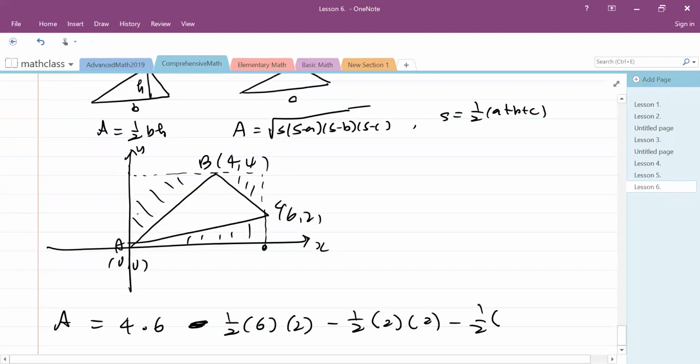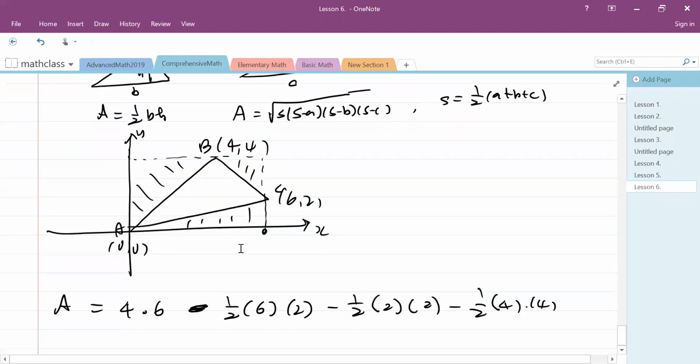And then the height is a 4. And the length from 1 to, it's a 4, right? So you just do all the calculations. It's going to be 24 minus 6 minus 2 minus 8. Okay. So that is going to be 8. Okay. So 8 is the answer.